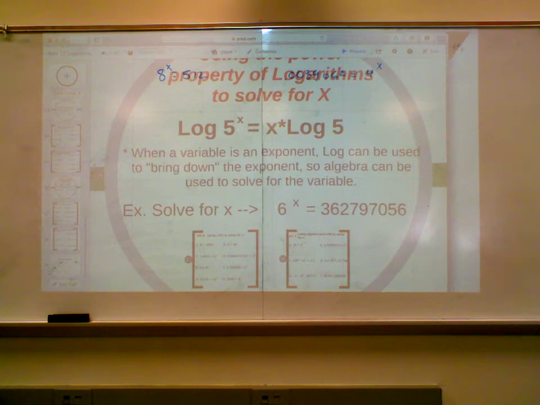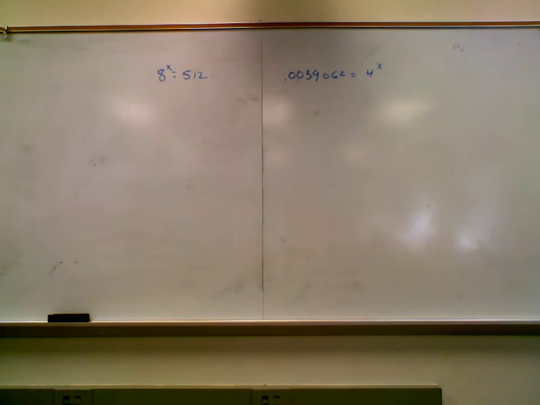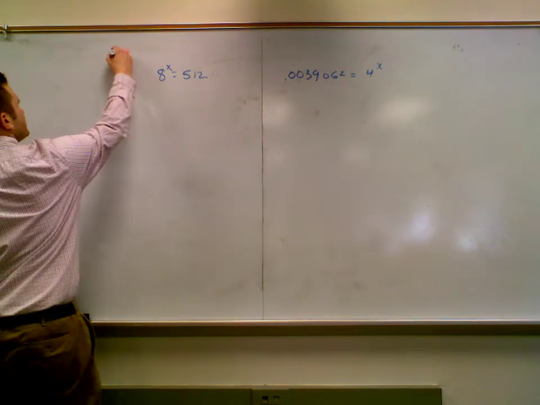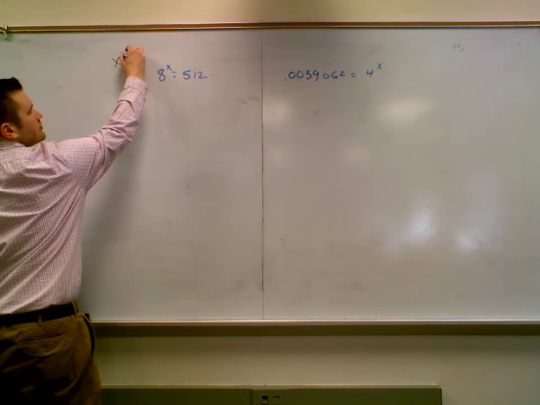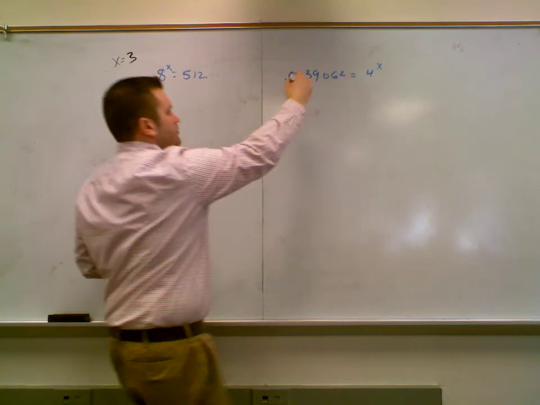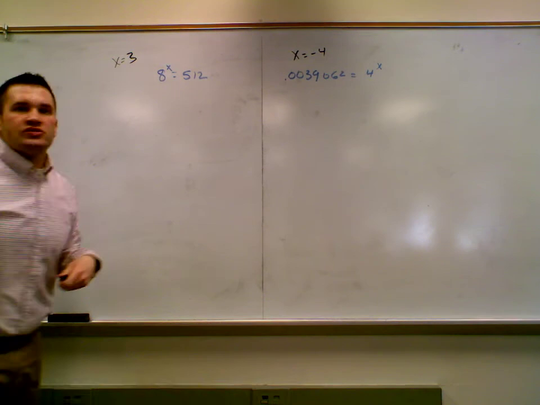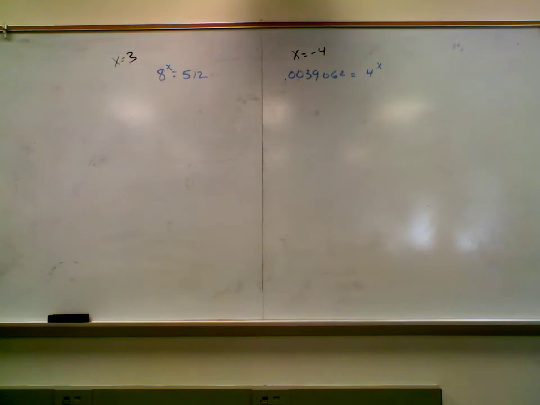Okay. And we're going to put it back up there in a second. Alright, so 8^x equals 512. We already know what x equals here, right? What does x equal? 3. What does x equal over here? -4.